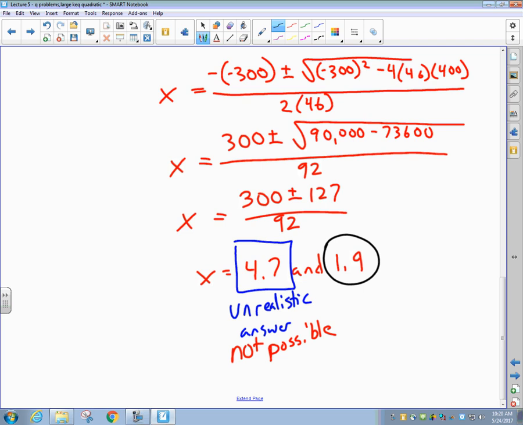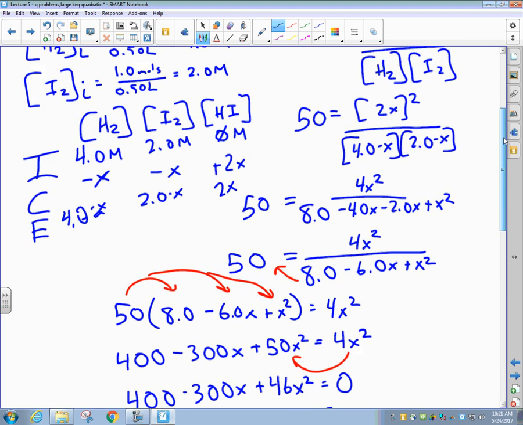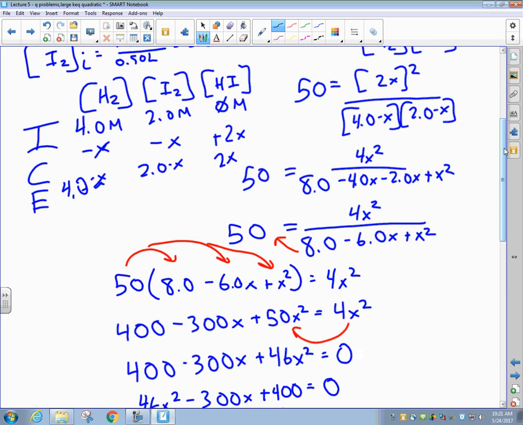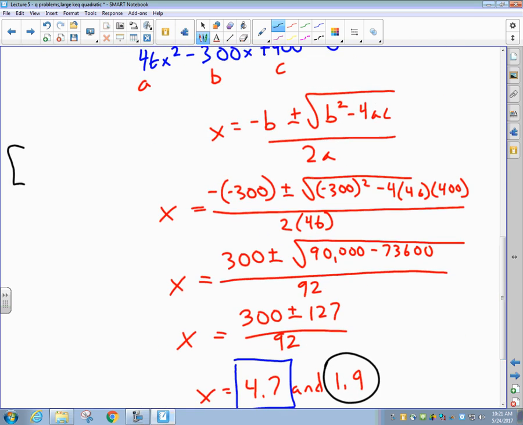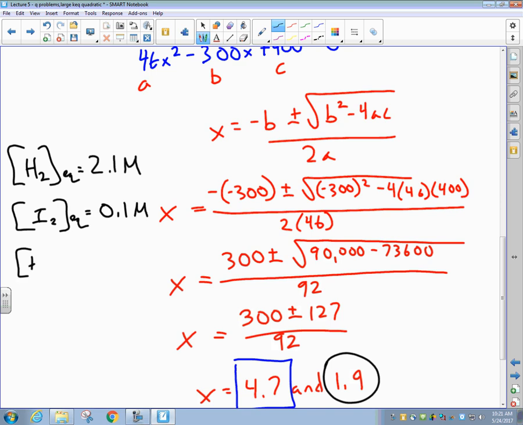So I take the 1.9, okay, and we go back up to these three statements right here, and we're going to solve those. So we have our H2 at equilibrium is 4.0 minus the 1.9, and so that gives me 2.1 molar. The I2 at equilibrium is 2.0 minus the 1.9 to give me just simply 0.1. And then the HI at equilibrium is 3.8 molar.